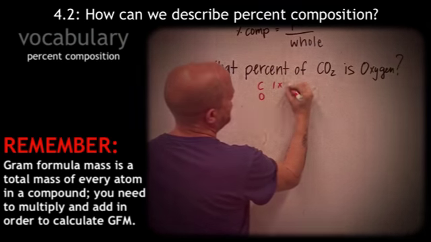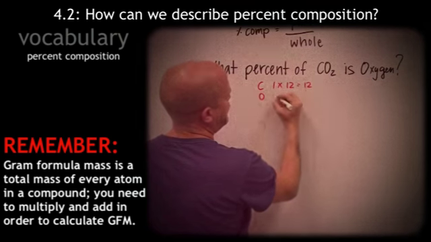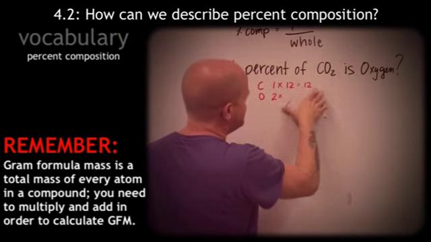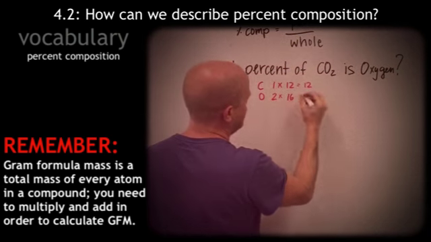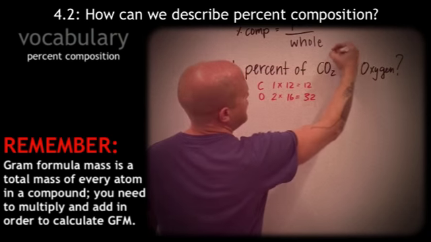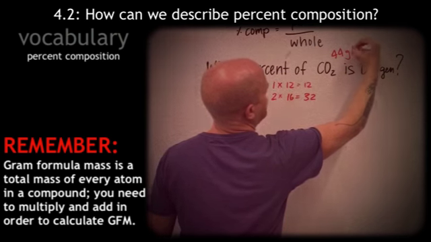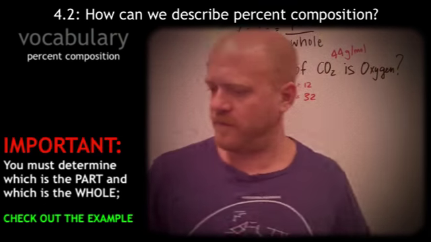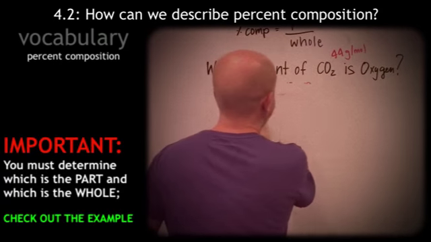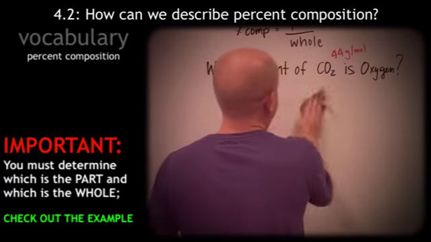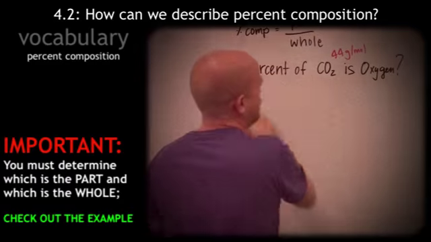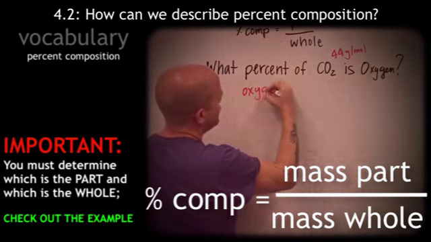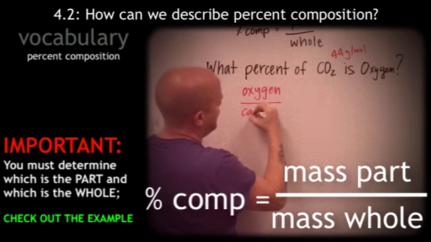We have one carbon times 12 equals 12. We have two oxygens times 16 equals 32. So the gram formula mass is 44 grams per mole of carbon dioxide. So what I'm going to do is take the part, which is the oxygen, over carbon dioxide.